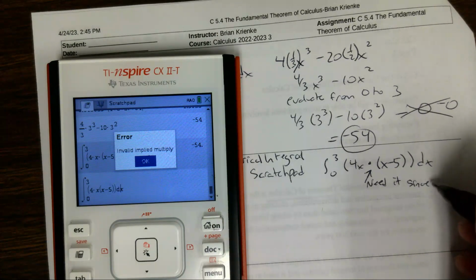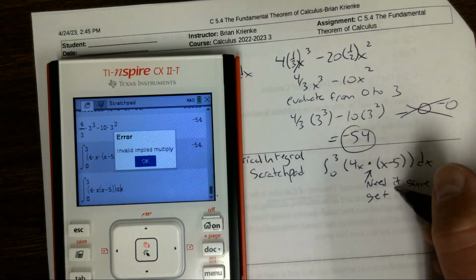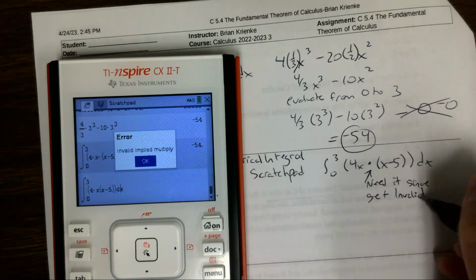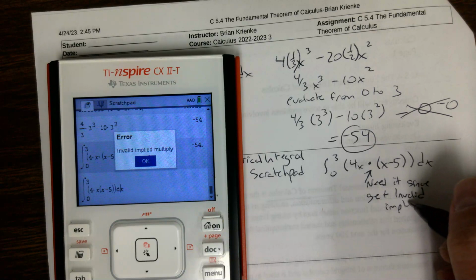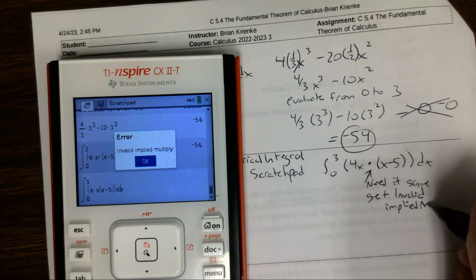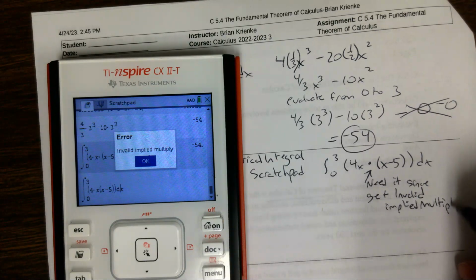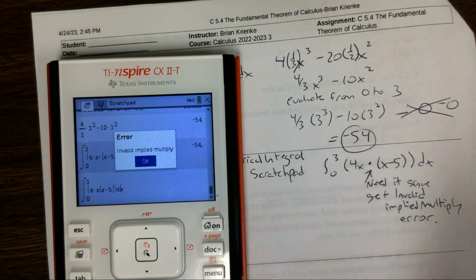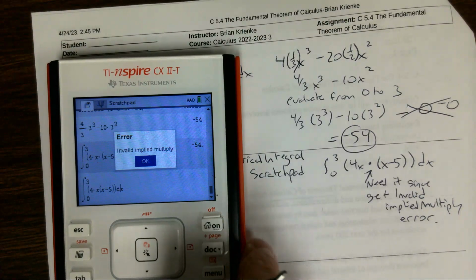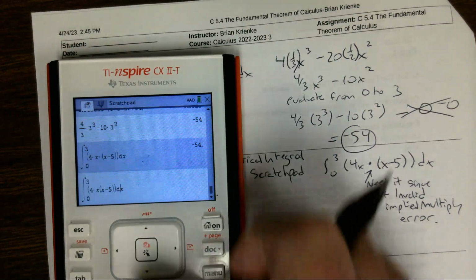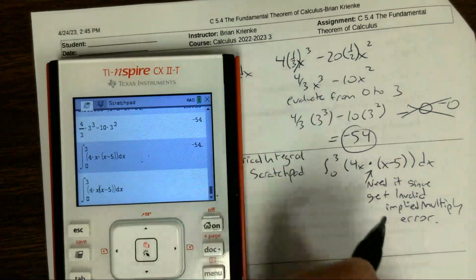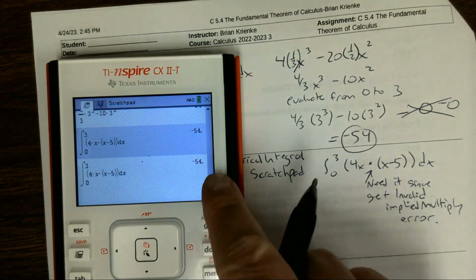since you get an invalid implied multiply error. So you have to have that little times sign there, like so, and you get negative 54.